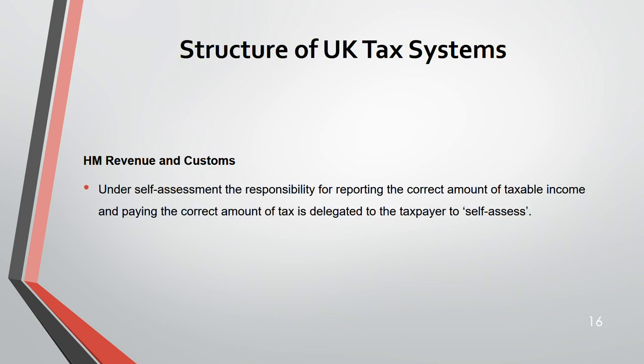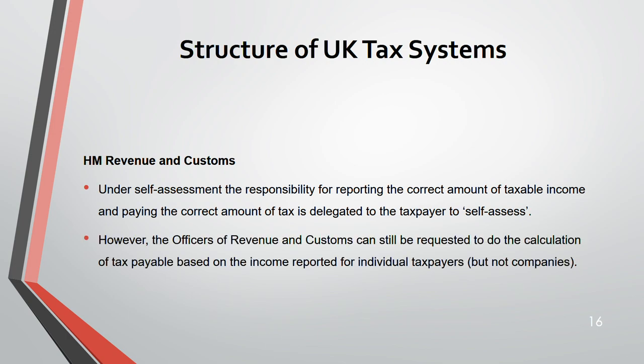Under self-assessment, the responsibility for reporting the correct amount of taxable income and paying the correct amount of tax is delegated to the taxpayer to self-assess. So you as a taxpayer have to assess whether you are paying the correct amount of tax, and whether you are reporting the correct amount of taxable income to HMRC. Officers of revenue and customs can still be requested to do the calculation on your behalf. But for companies, officers of HMRC cannot help them; companies have to do their own thing. For individual taxpayers, yes, employees of HMRC can help them.